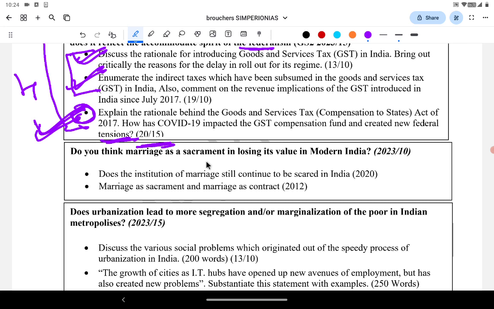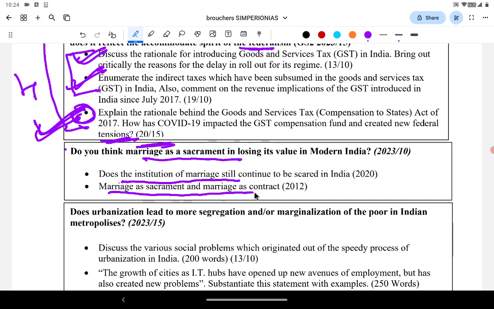Do you think marriage as a sacrament in India is losing its value in modern India? Let's take the 2020 question: does the institution of marriage still continue to be sacred in India? See, sacrament and sacred, the same words. Don't confuse yourself. Here, the crux of the question is whether marriage as a sacred institution is losing its importance.